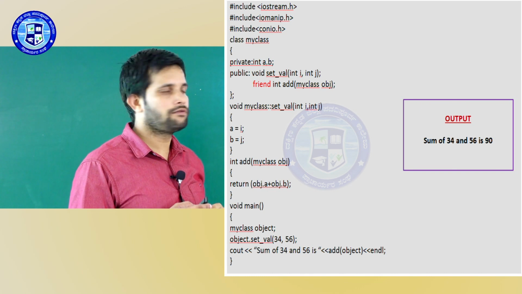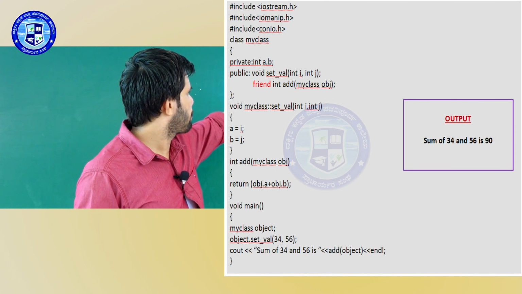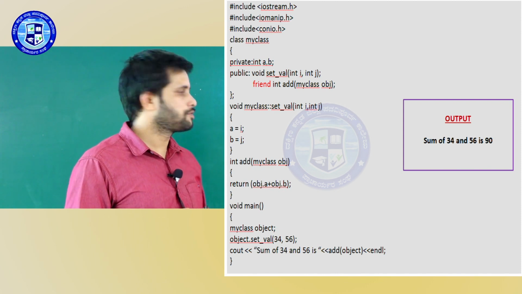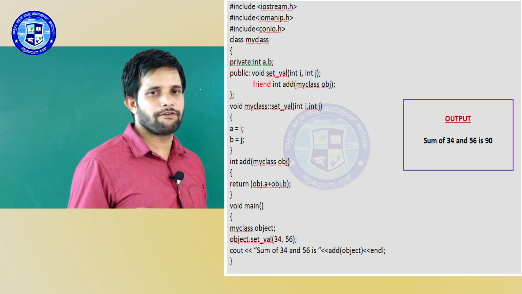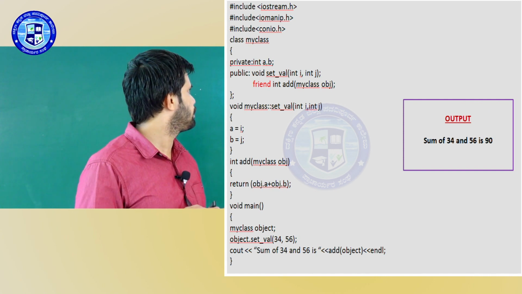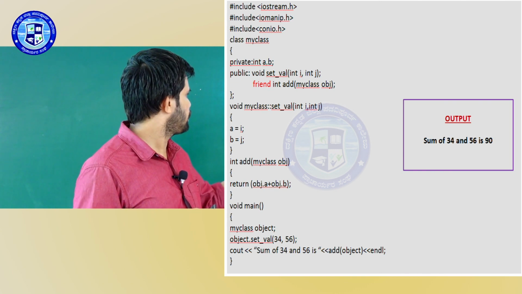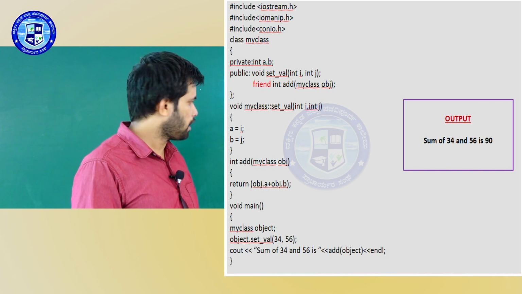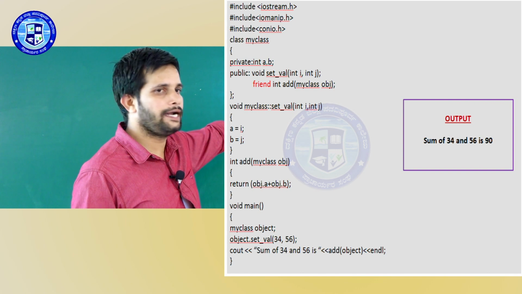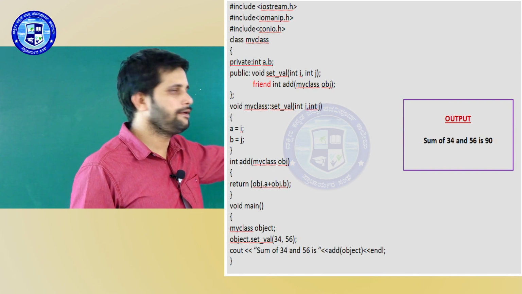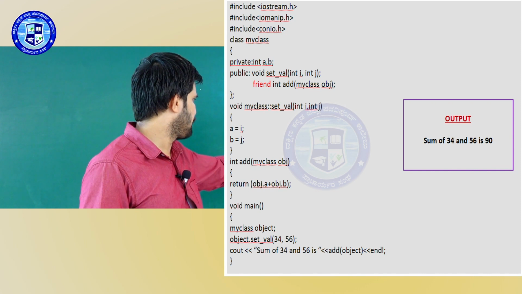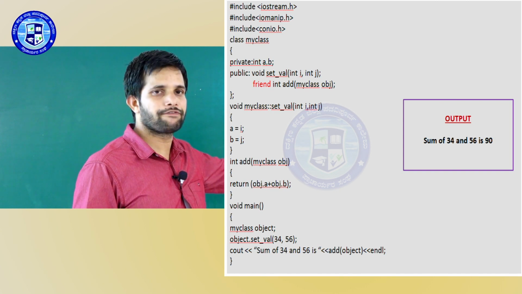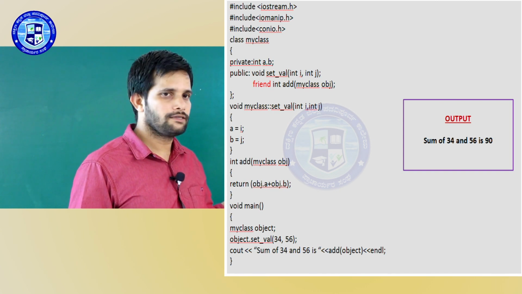The function name is setValue, but you cannot call the friend function using this object. Now the first function is called using this object, object.setValue 34 and 56. So these two values are passed to the member function. 34 and 56 will be assigned to the private variables A and B. And after that, I will call the friend function add, and whatever value I return, I am going to display. So the statement will be: sum of 34 and 56 is equal to dash.